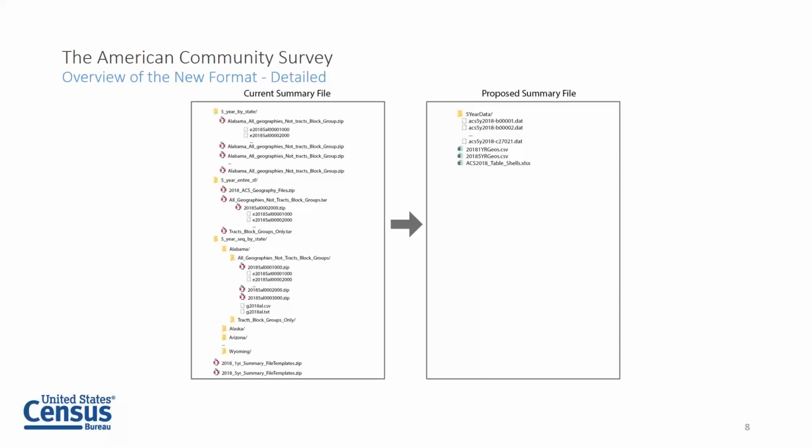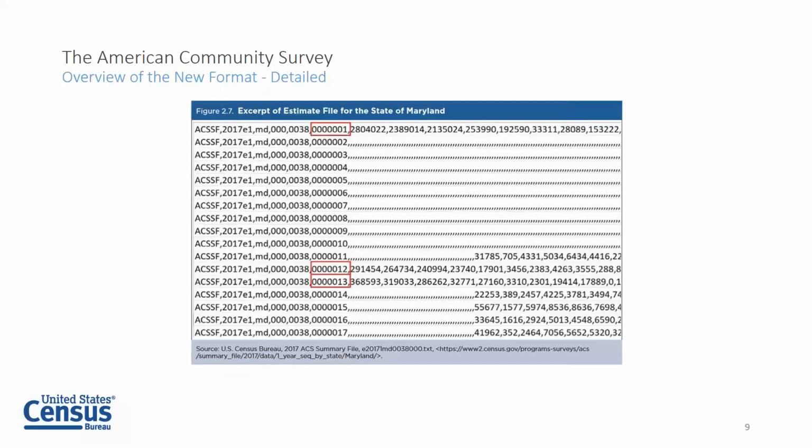So as a reminder, what did the old data look like? Diving into the summary file documentation, you'll see this screenshot for 2017. So this is what our current summary file looks like. It has the sequence number here, which is 38, and also the logical record number, meaning which table we're looking at data for, and then the logical record number for which geography we're looking for. And this could represent multiple tables on one line, how they put things together.